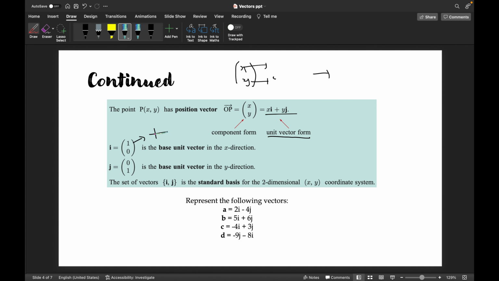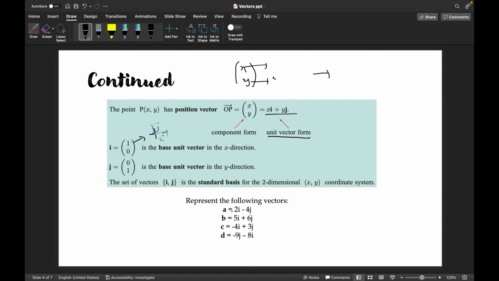If this is a magnitude of 1, then this would be i, and j would be this. And that's how you plot them: i in the x direction and j in the y direction. And the set of vectors i comma j is the standard basis for the two-dimensional x comma y coordinate system. You can just plot it like how you would normally do.